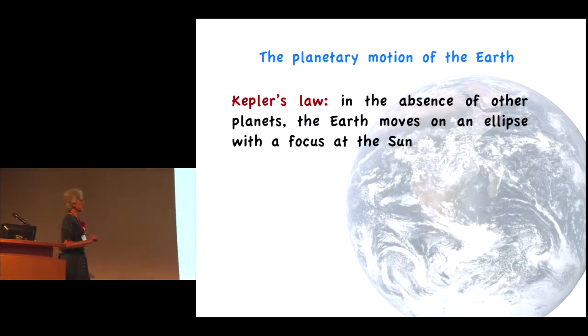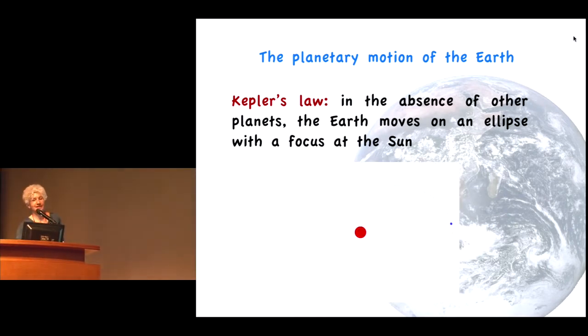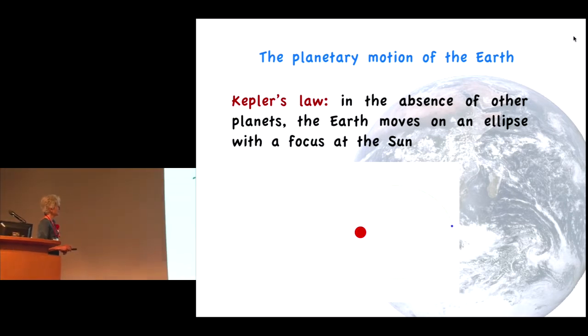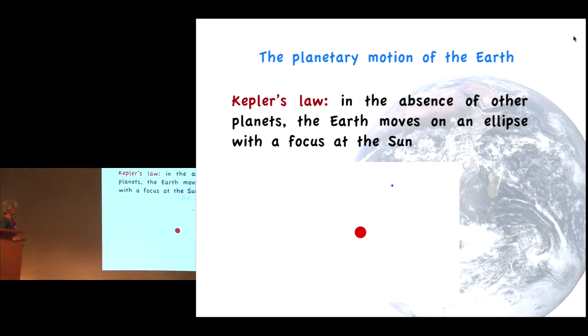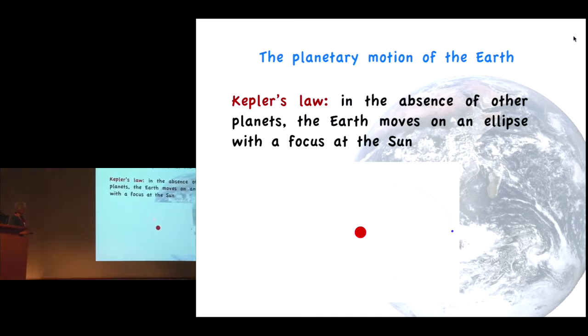I will move to the planetary motion of the Earth. So you may have learned of Kepler's law. It says that, in the absence of other planets, the Earth moves on an ellipse with a focus at the Sun. In fact, in this movement, the planet goes faster when it is closer to the Sun. Of course, our ellipse is close to a circle, but that makes a difference in the length of the days depending on the time of the year.